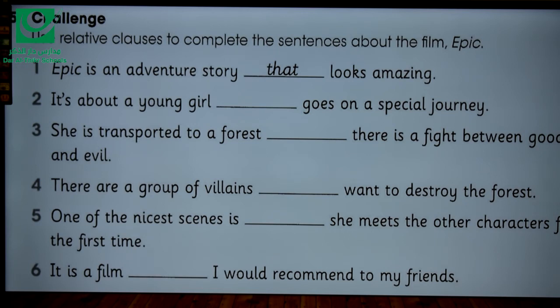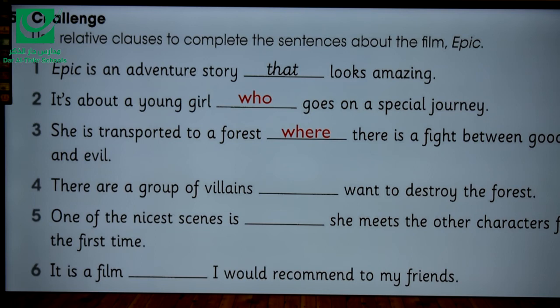Number 2, it's about a young girl. A young girl, is it a person? Yes. So how can we complete here? You can complete using who. Thank you. Another word, that. Thank you. You can use who or that here because we're talking about a girl, a person. Number 3, she is transported to a forest. Are we talking about a place here? Yes, a place. A forest is a place. So which word is suitable here? Of course, where. Number 4, there are a group of villains.